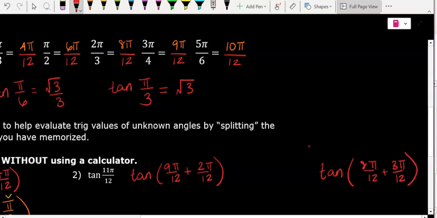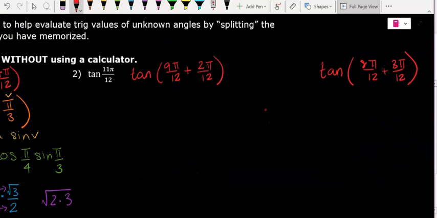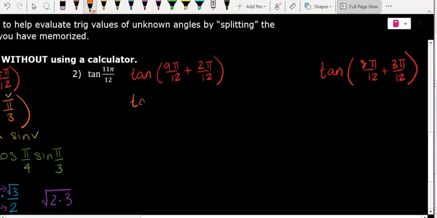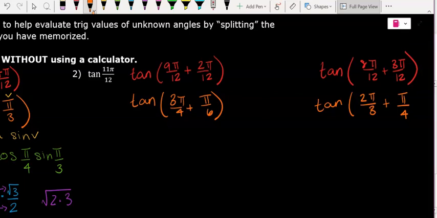Okay, so once I've taken this information and set it up, now I can go ahead and reduce it down to what they are and what I know for those values. So we know that 9 pi over 12 is equivalent to 3 pi over 4. And 2 pi over 12 is pi over 6. And then if I do this one over here, 8 pi over 12 is equivalent to 2 pi over 3. And 3 pi over 12 is going to be pi over 4.